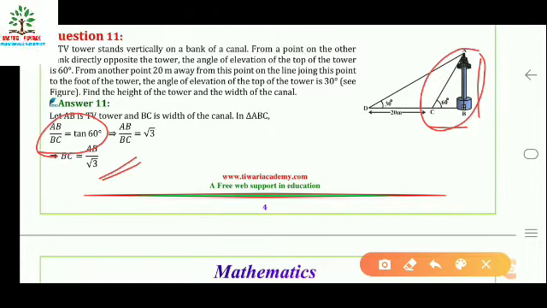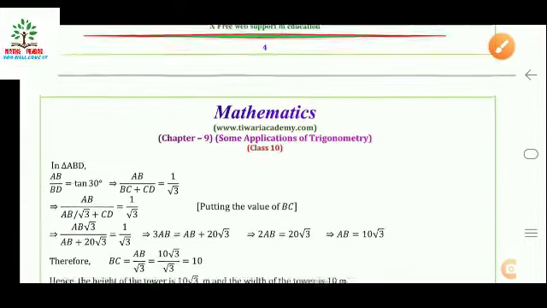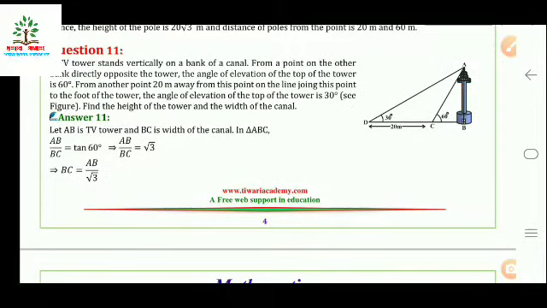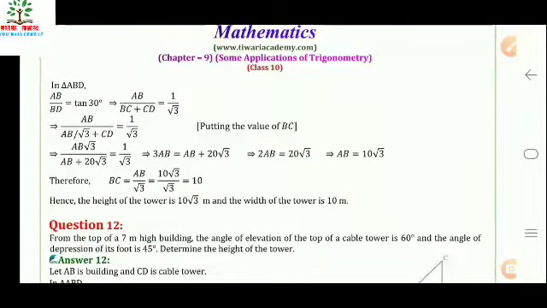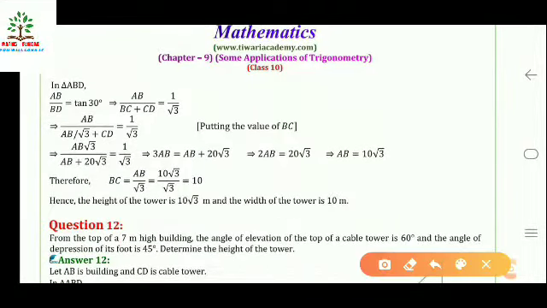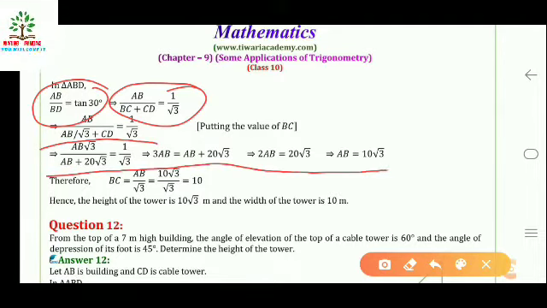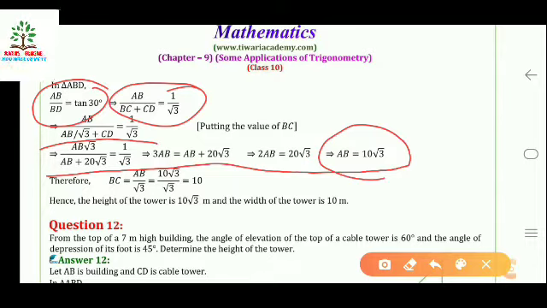Now just remember this figure. Then we'll consider the other triangle, triangle ABD. In this triangle ABD we have AB over BD is equal to tan 30. So putting the value, AB over BC plus CD is equal to 1 over root 3. Putting in the values from the first equation and solving, we get AB is equal to 10 root 3.